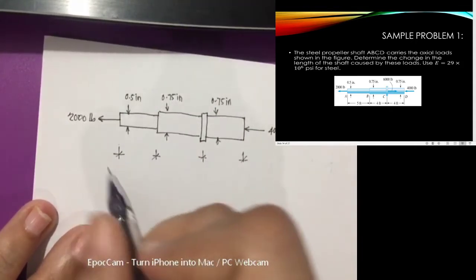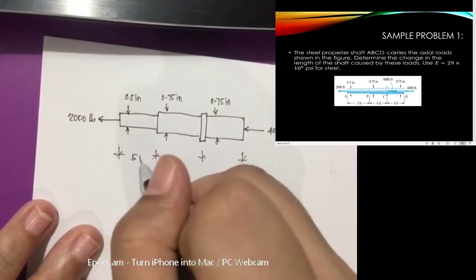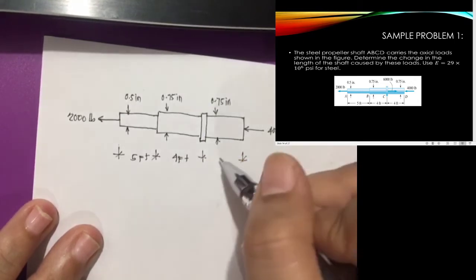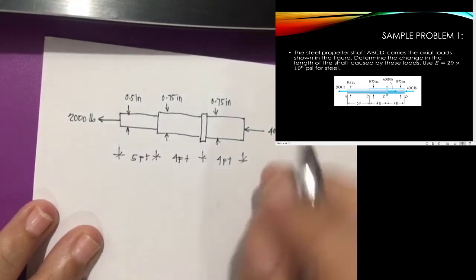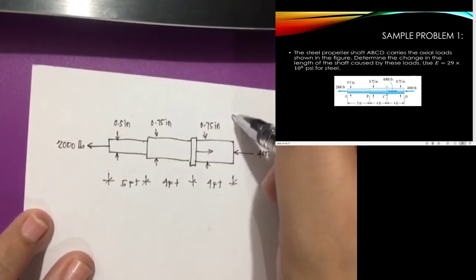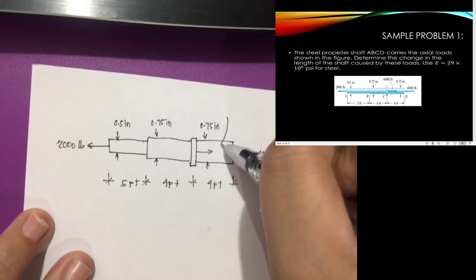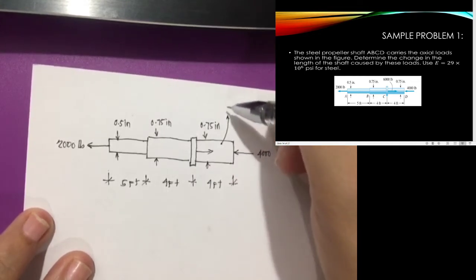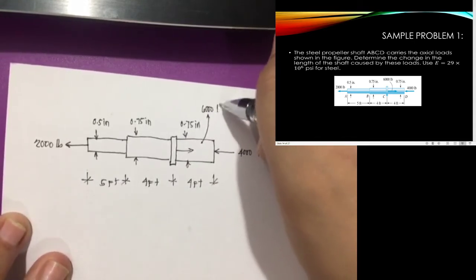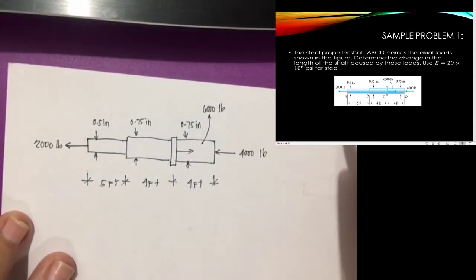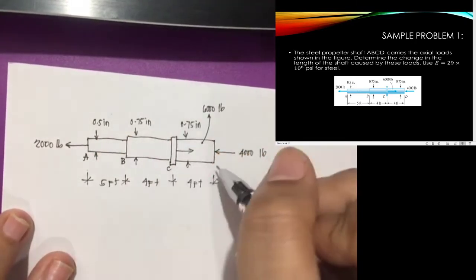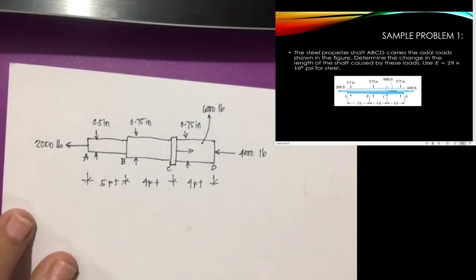So for the first one we have 5 feet, then 4 feet, and 4 feet as well. There's another force here, which is your 6,000. This is your 6,000 pounds. Okay, this is point A, B, C, D.